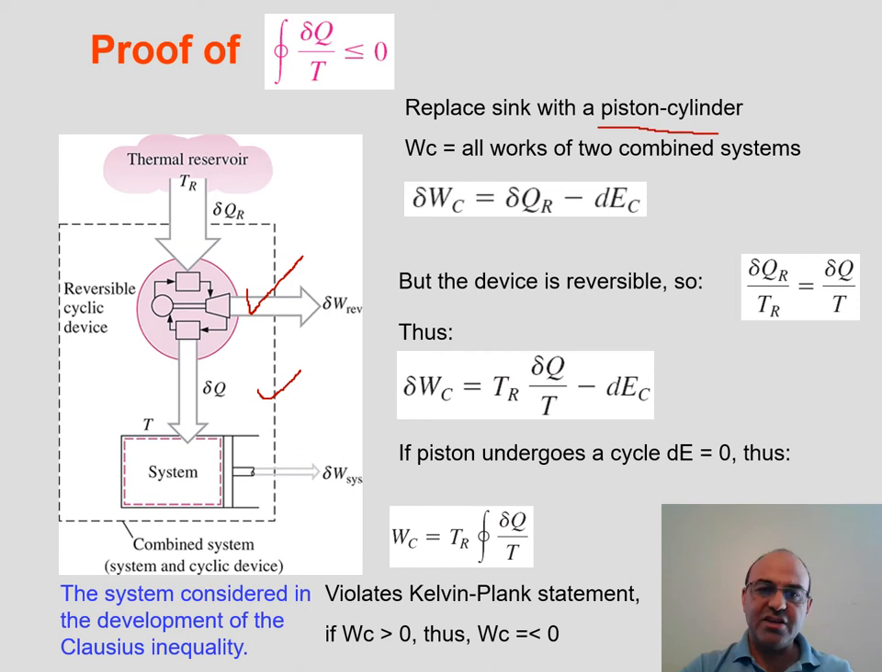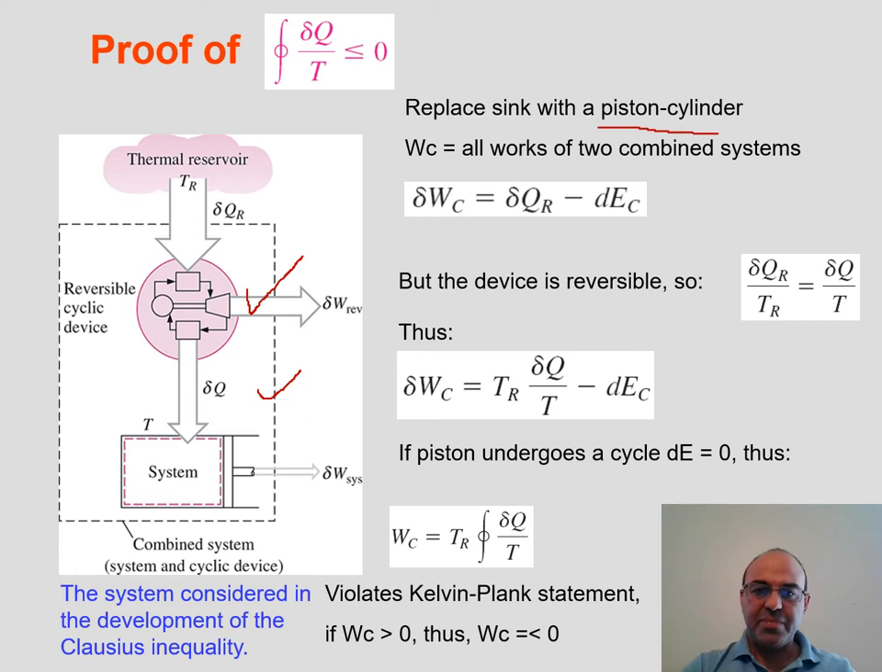we can say that energy in minus energy out is equal to the change of the energy of the combined system. So this delta W combined, therefore, is equal to delta Q, which is coming in. And this delta W combined is the sum of both works from the heat engine and from the piston cylinder. So delta W combined is equal to delta QR minus the change of the energy of the combined system.